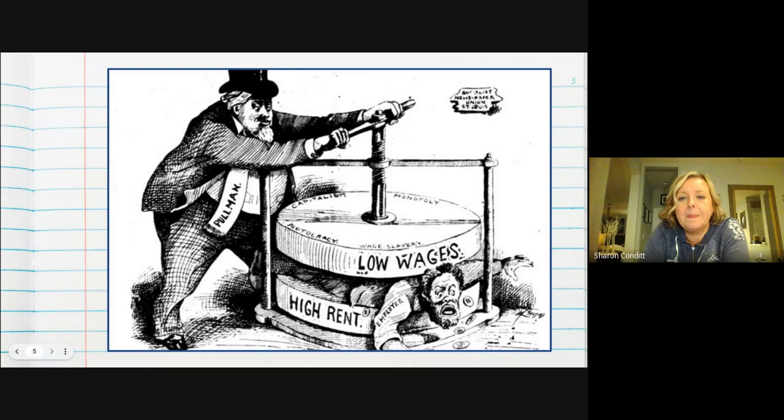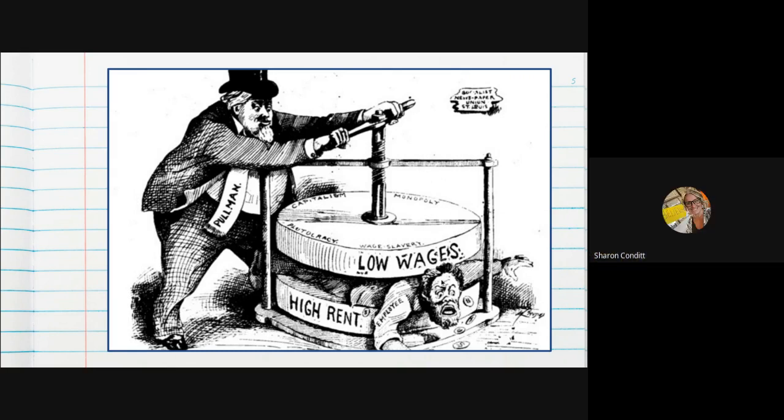Now, when you look at the cartoon in this way, and I told you that I'm always going to try to make the cartoon a little bit bigger, you might see some other words like capitalism and monopoly and wage slavery. So anyway, I just wanted to draw your attention. This is the employee, etc.